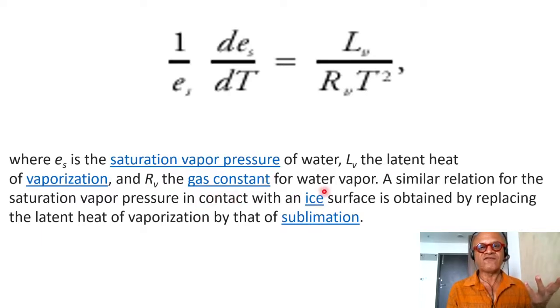Okay, a similar relation for the saturation vapor pressure in contact with an ice surface is obtained by replacing the latent heat of vaporization by that of sublimation, which is a process of going directly from ice to water vapor without the melting phase. So that latent heat is different.